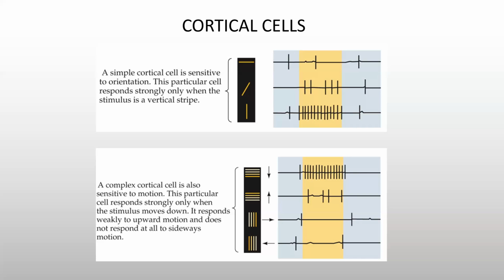So there are millions and millions of these cortical cells that are picking up all the different attributes of what we see. The primary visual cortex doesn't deal in images, it deals in different small components, vertical and horizontal lines, and so on.